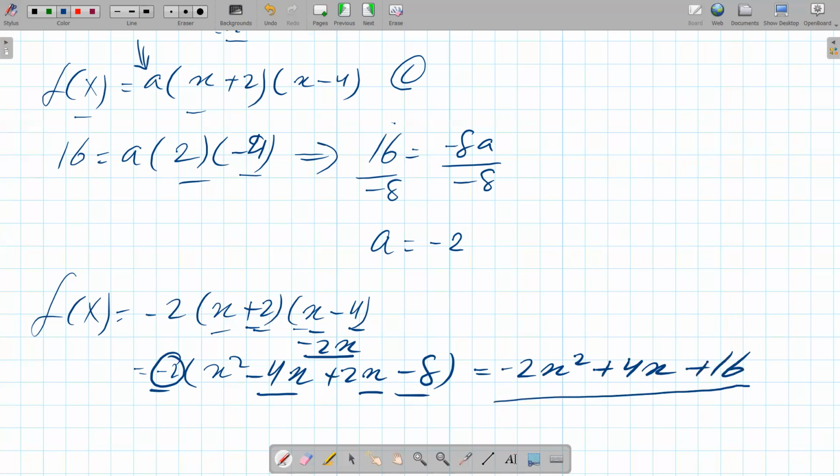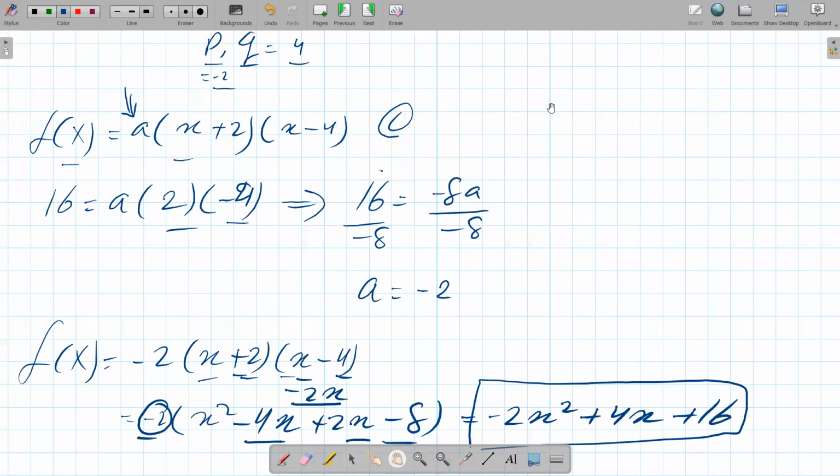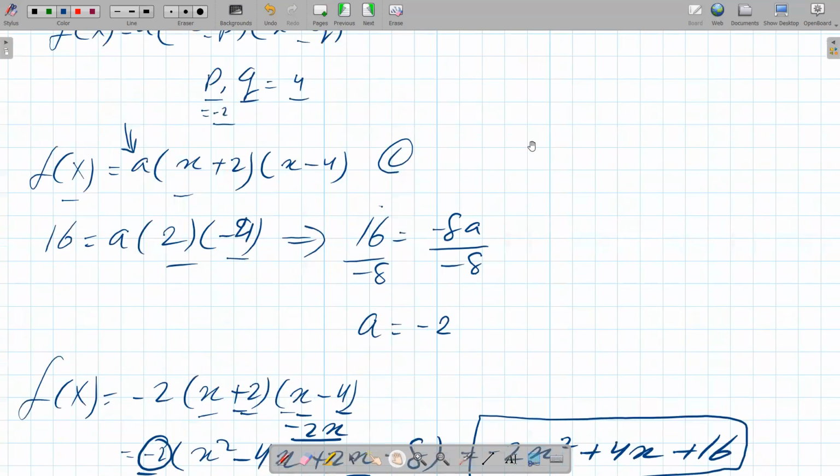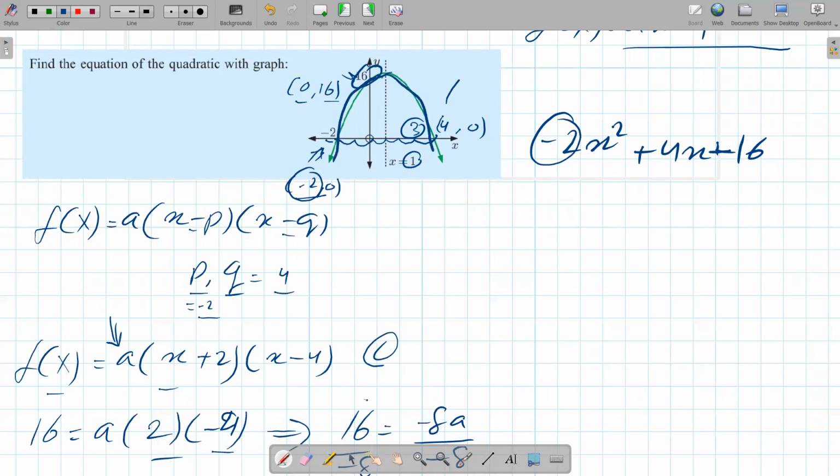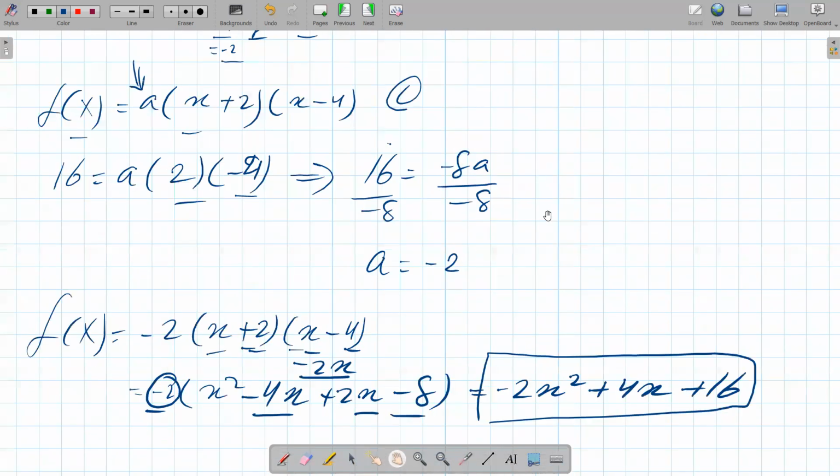And what does this equation represent? It represents the same parabola: -2x squared plus 4x plus 16, right? 16 represents the y-intercept, and the negative sign represents that the parabola is concave down, right? Yes. Thank you.